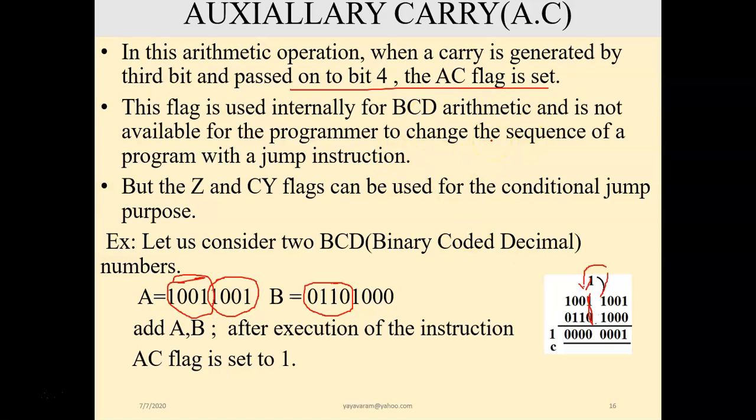This is the meaning of AC, auxiliary carry. Remember, this is used only in BCD arithmetic operations, and this AC is normally not used for conditional jump instructions. Just now, as I've explained earlier, carry, jump on 0. Like this, we cannot use. This is only for BCD operations. That you should remember.